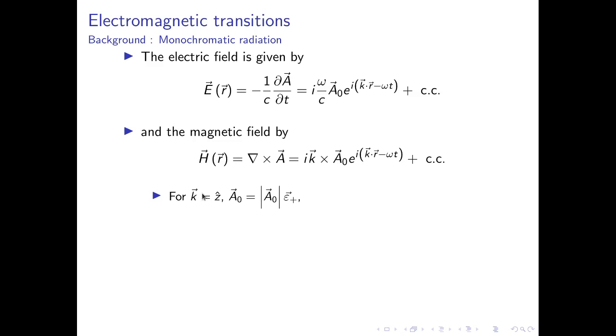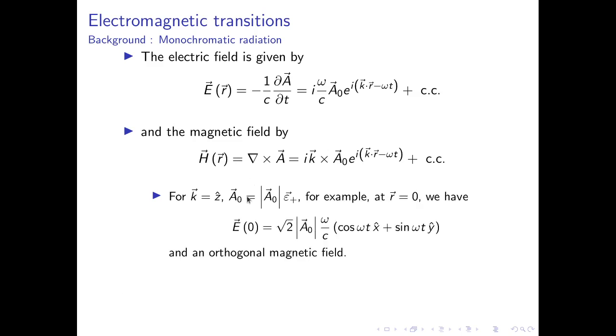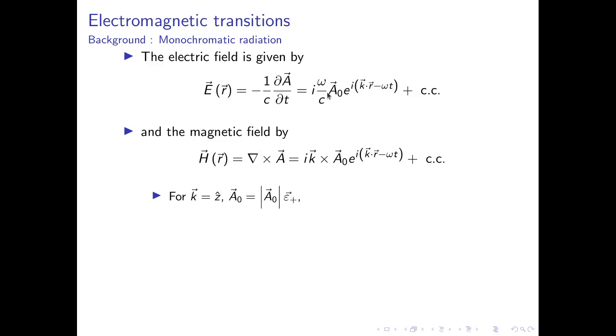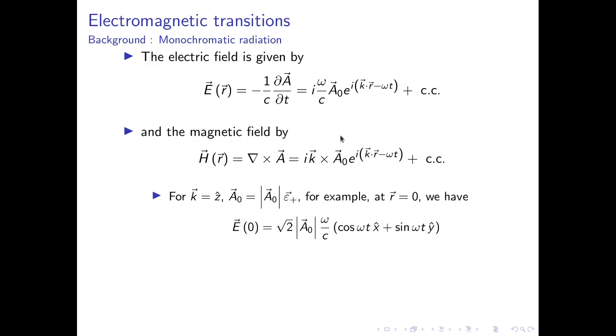If it's z hat, so the wave is propagating in the z direction, as you can see, that means the electric field and the magnetic field both will be propagating in the z direction, because this term here will be e to the ikz minus omega t. Let's take for an example the special case where the polarization vector is epsilon plus. If you just use the expression for epsilon plus that was there in the last slide and calculate E of r using this, taking care to involve the complex conjugate, you will find that at r equal to 0, say, E vector is going to turn out to be root 2 times mod A0 into omega by c. These are factors which come from the omega by c here and so on, times, and this is the important part, cos omega t x hat plus sin omega t y hat.